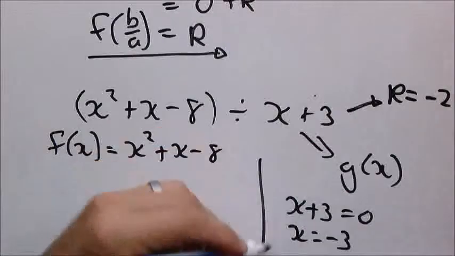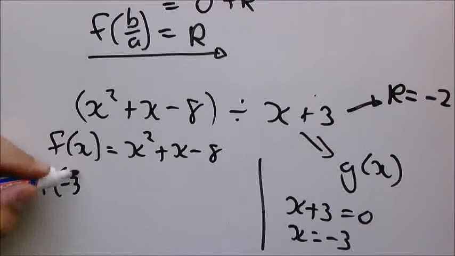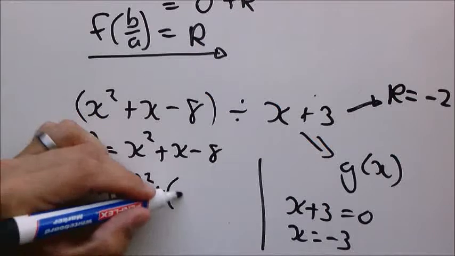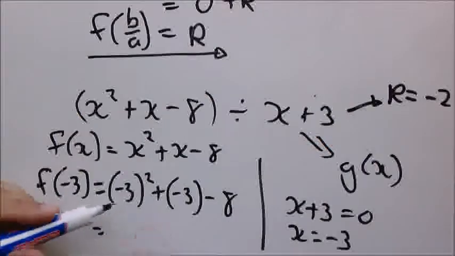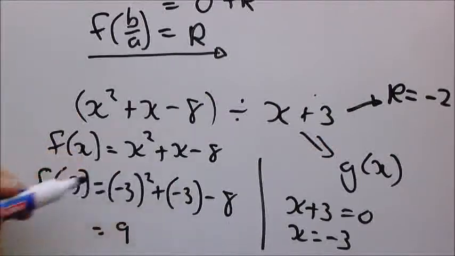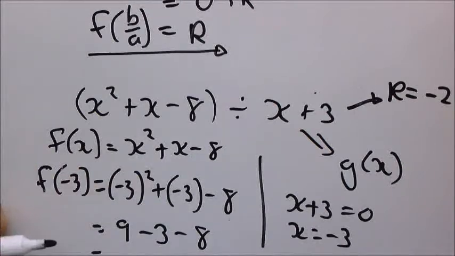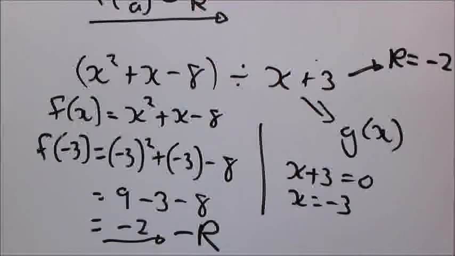So now, if we substitute in x's place negative 3, let's see what happens. Negative 3 squared plus a negative 3 minus 8. So negative 3 squared becomes a 9, minus 3 minus 8. So 9 minus 3 is 6. 6 minus 8 is negative 2. And this is the remainder. And that's basically how it works. This is the whole remainder theorem.